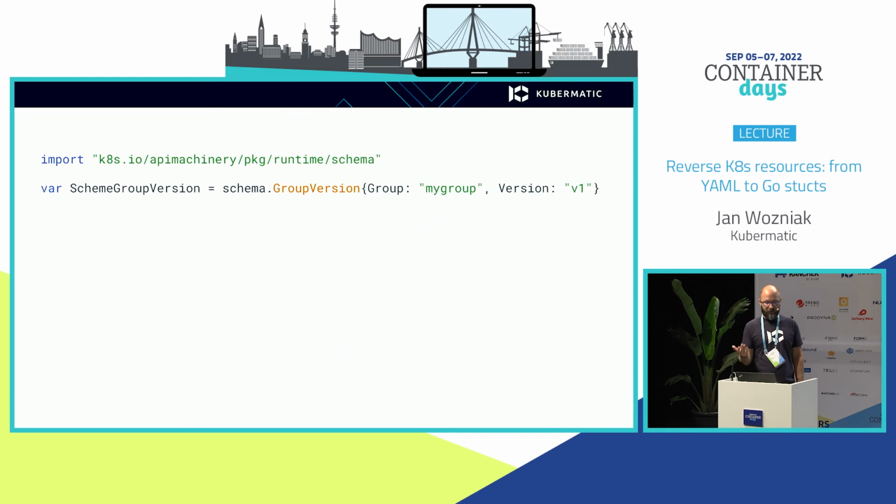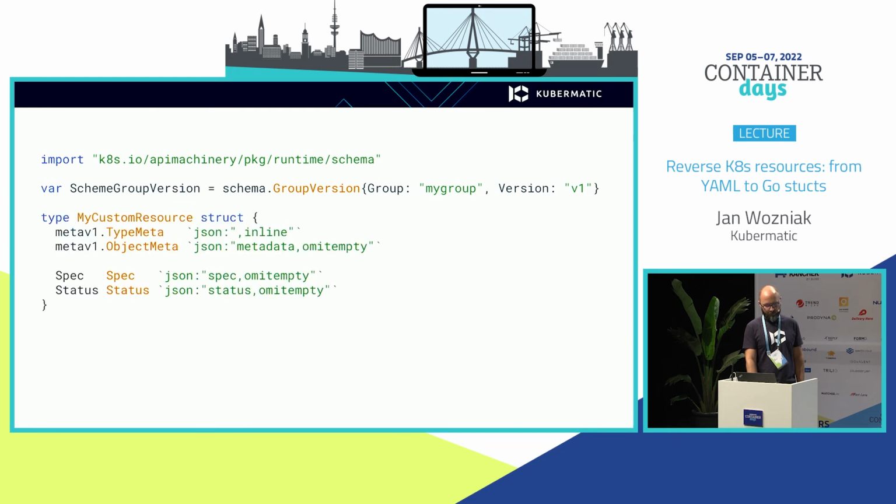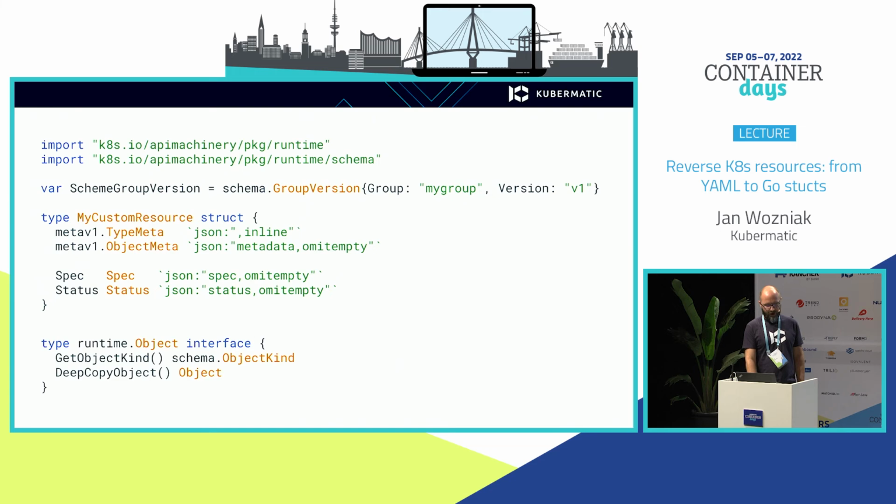One of the patterns is where the group version is defined. Most of the operators have something like this, whether they are written using any of the frameworks. And this kind of defines where the CRDs should be registered. And then you have the actual resources. Whenever it's a valid Kubernetes resource, again, it implements the runtime object.